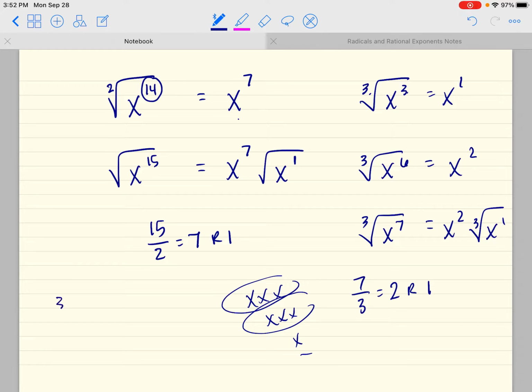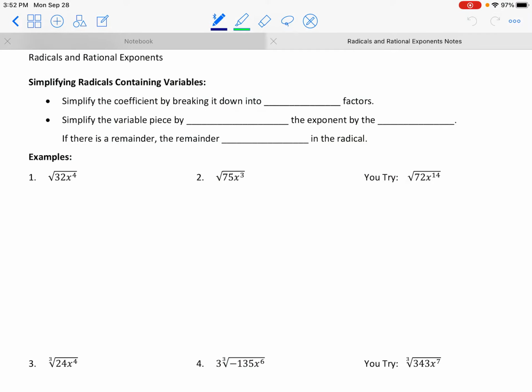It's just if the exponent's large, like x to the 21st is not even that big, but I don't want to write 21 x's out. So 21 divided by 3 is going to give me x to the 7th. Okay? So let's practice putting the numbers and the variables together.